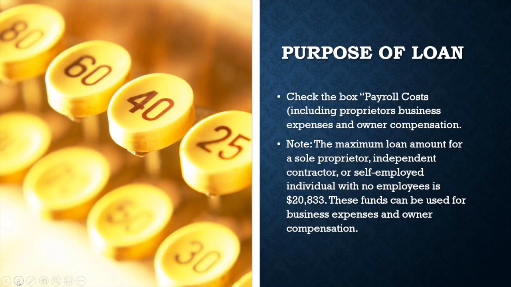These funds can be used for business expenses, and these funds can also be used to pay yourself, the owner. So that's why you're going to only check that box, because the goal is, once you get qualified and get approved for the loan, you're going to write that check to yourself. That's your owner compensation payment. And then next step later on, 8 weeks later, then you apply to have the loan forgiven because you used it on covered expenses like payroll costs that include your business expenses and your compensation.